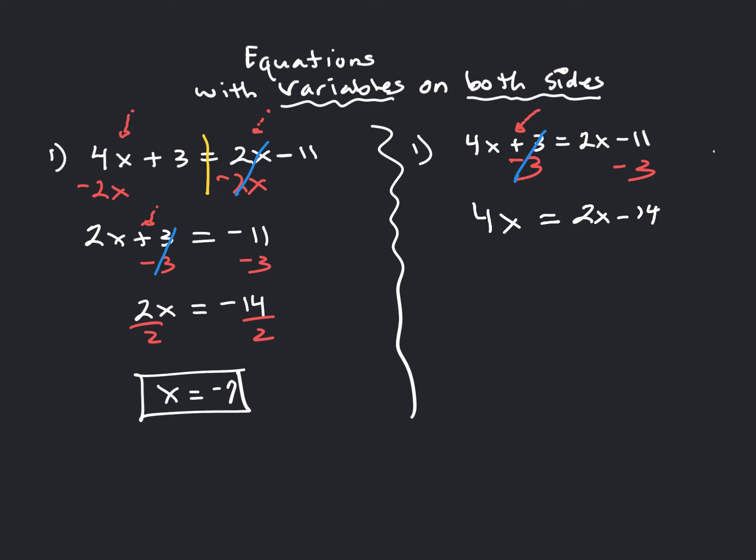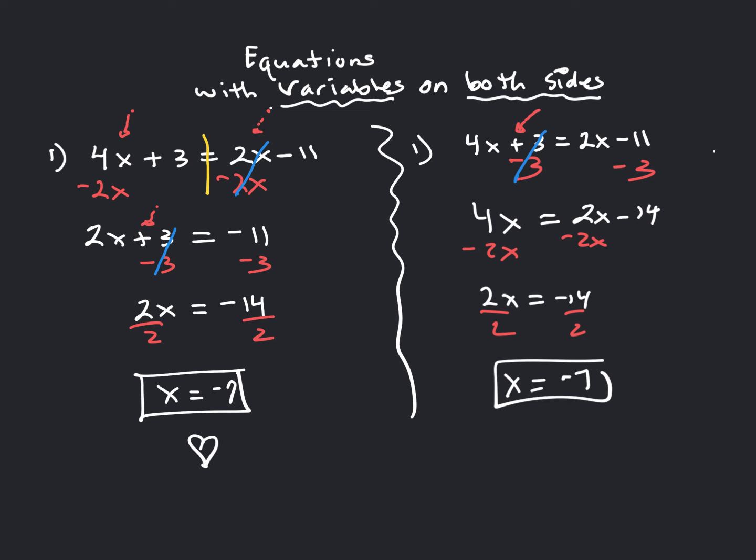So notice I have all of the constants, the plain old numbers, on the right-hand side. So wouldn't it make sense to then subtract 2x from both sides? And doesn't that leave me 2x equals negative 14, which is what I had earlier. Divide both sides by 2, and you get the same answer, x equals negative 7. So there are multiple different ways of solving an equation with variables on both sides. However, this is the way that I choose to do it. I like to zero out one of the x's first instead of zeroing out the constants. So let's look at another problem.